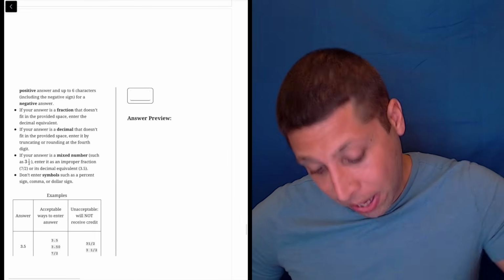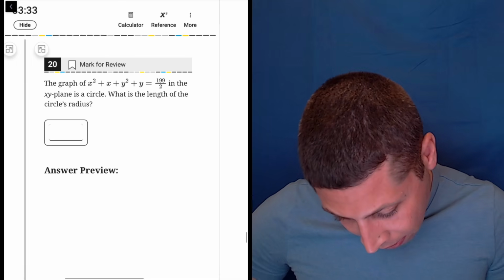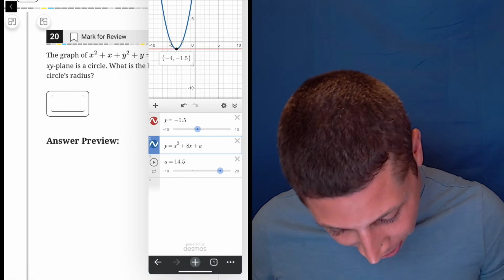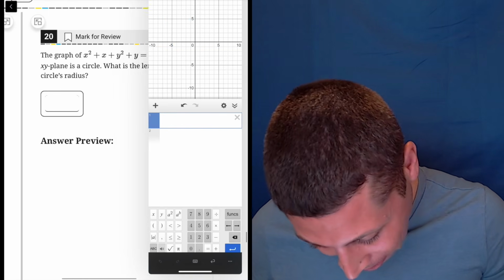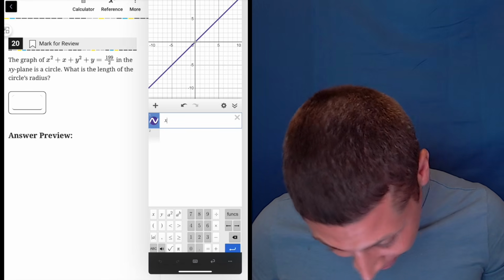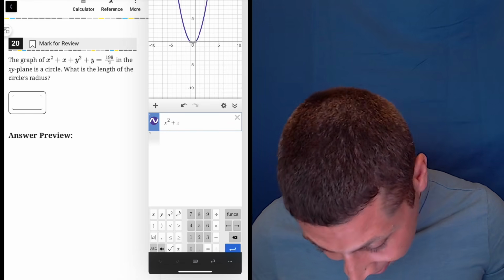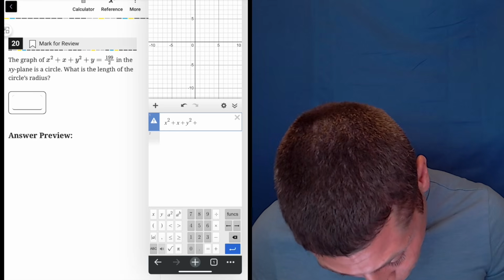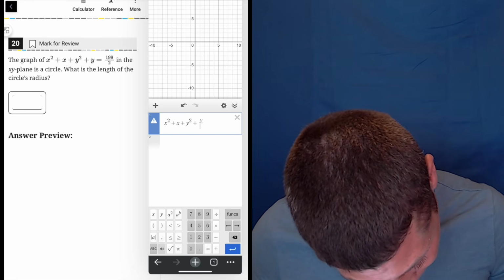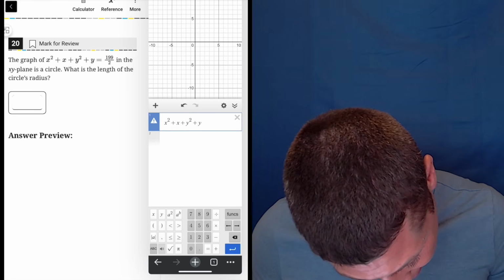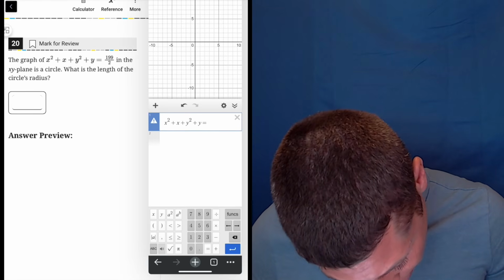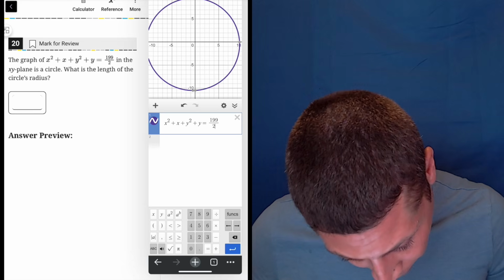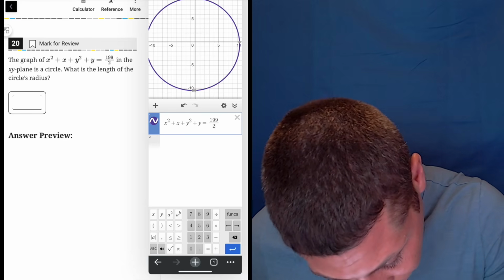Okay. Come on. Okay. This graph is a circle. What is the length of the circle's radius? All right. Okay. I think I can graph this. Let's see if this calculator is going to save me. I don't know. x squared plus x plus y squared plus y is equal to 199 divided by 2. Oh my God, these tiny buttons. Okay, perfect. What is the length of the circle's radius?